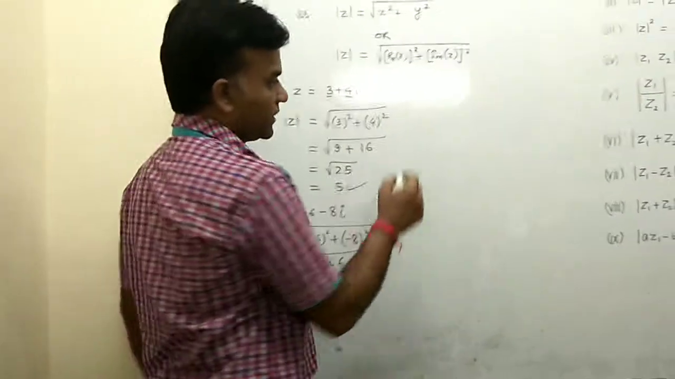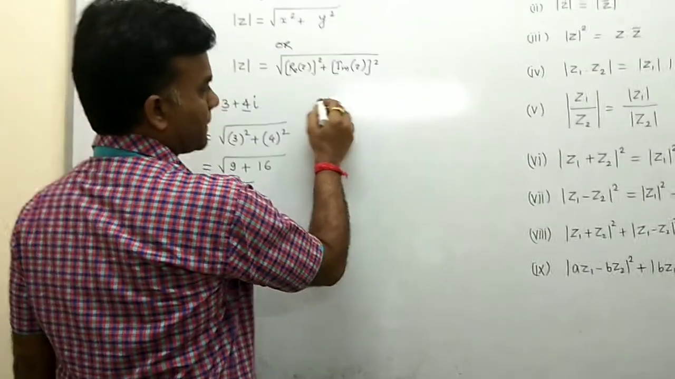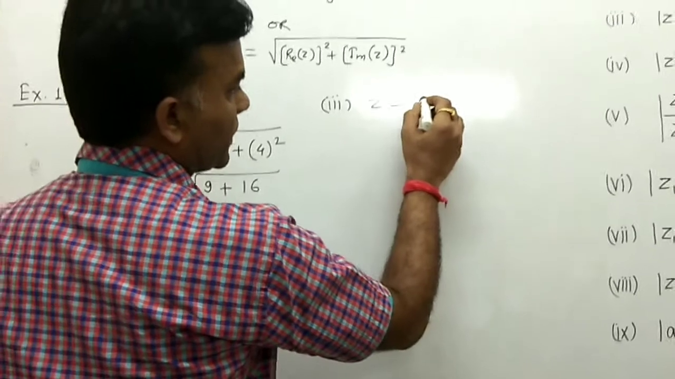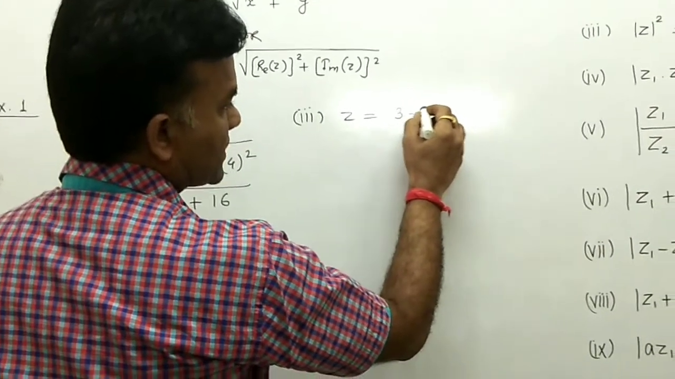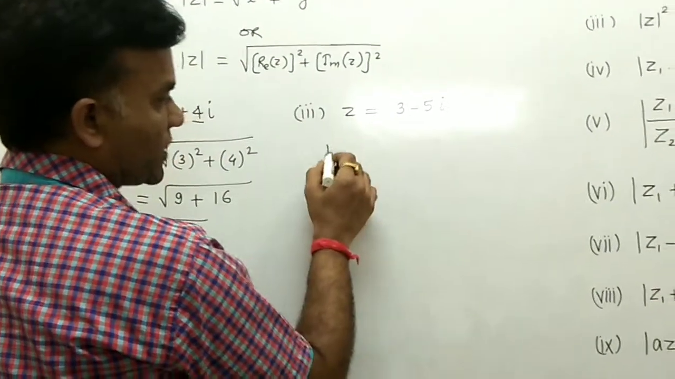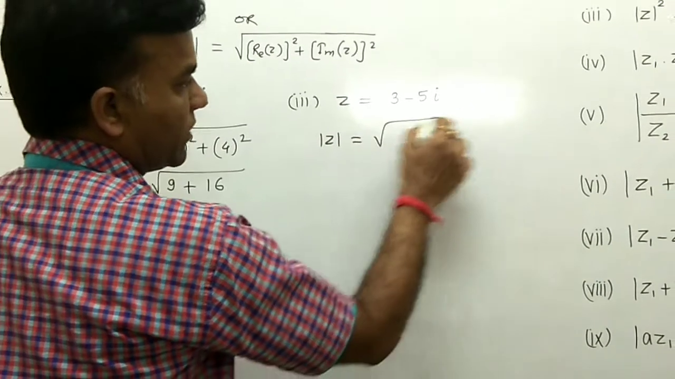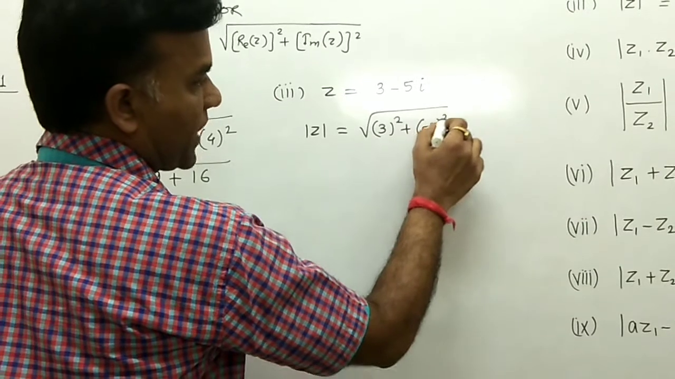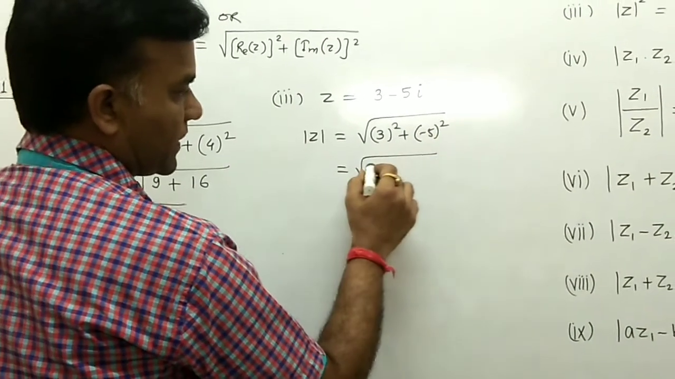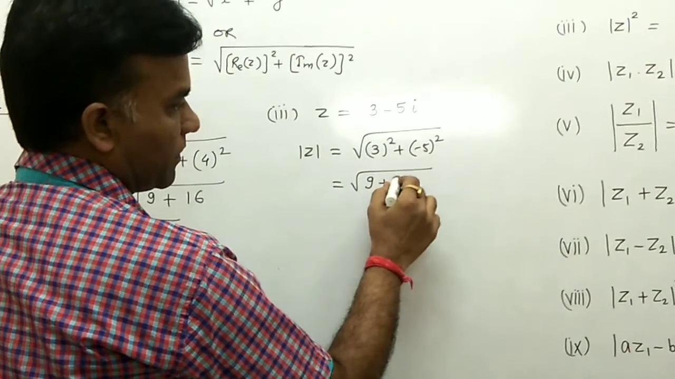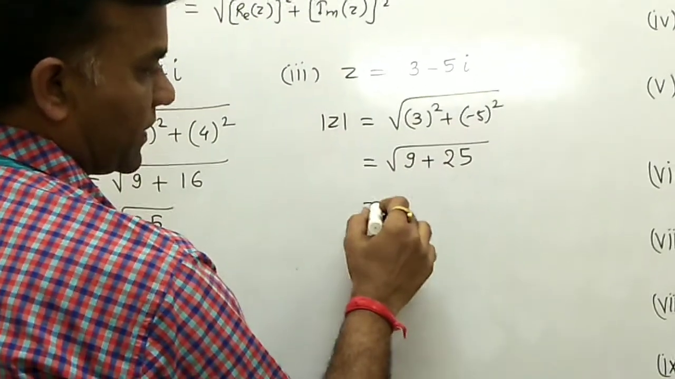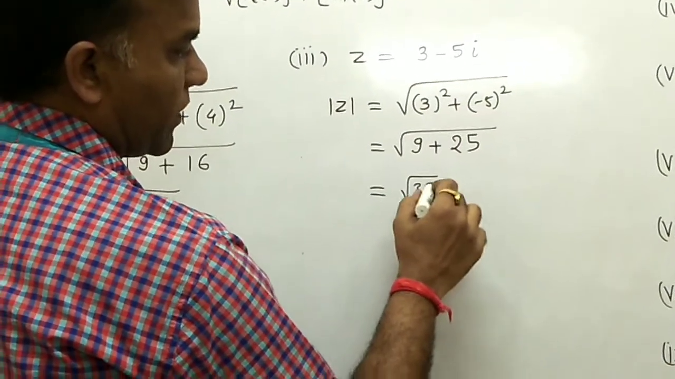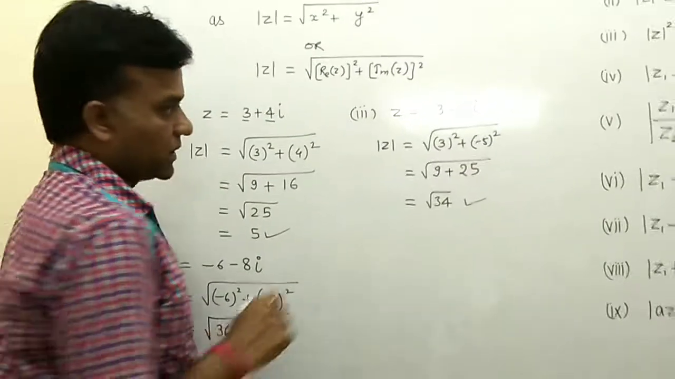Okay, maybe another question: z equal to 3 minus 5i. So mod z equal to the square root of 3 squared plus minus 5 whole squared. 3 squared is 9 plus 5 squared is 25, and then you have 34. Okay, this is also a part of modulus.